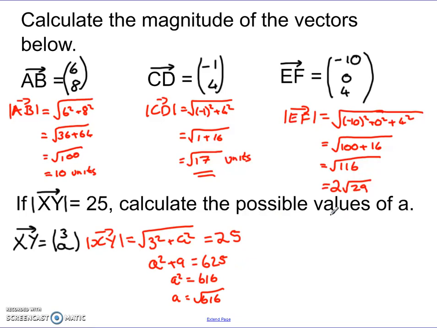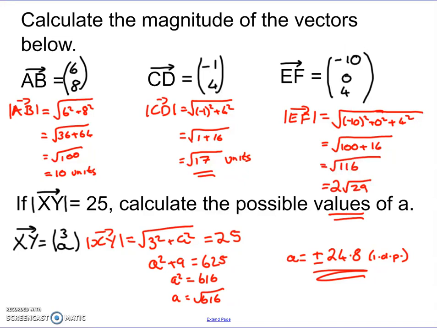Now it says possible values of a. Remember, if we take the square root on this side, I could have a positive or a negative value. So if I take the square root of 616, what that gives me is positive or negative 24.8 to 1 decimal place. Okay, so calculating it like that, remember we could get two possible values, but again it's just working it back like a normal equation.